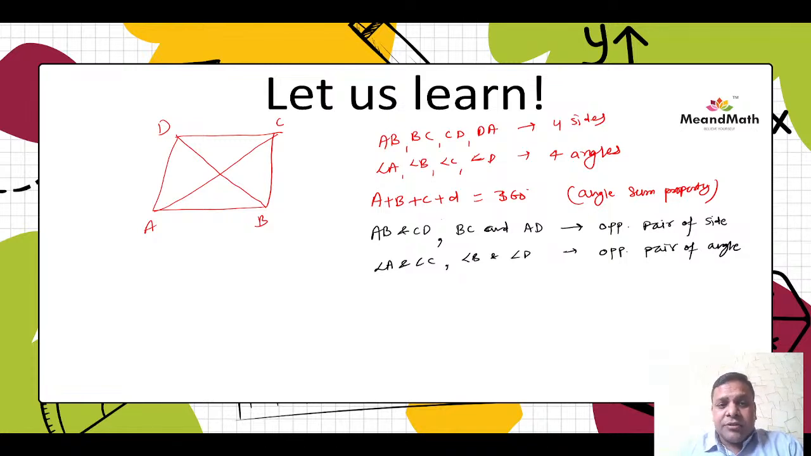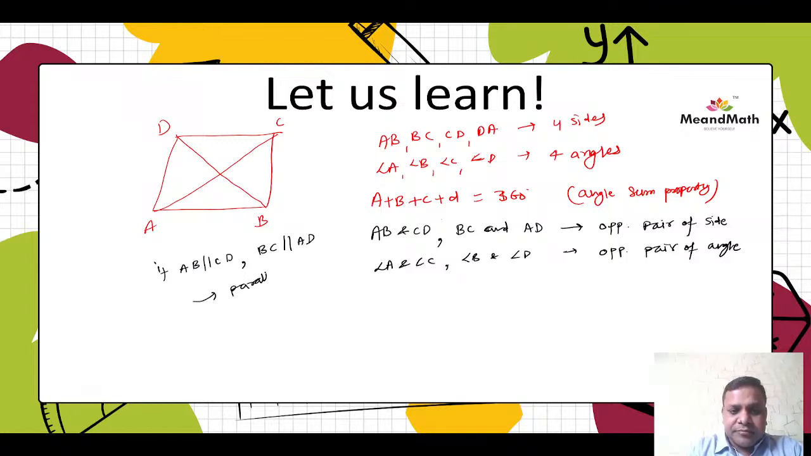If AB is parallel to CD and BC is parallel to AD, then it's a parallelogram. It's a very important property. If opposite sides are parallel in any quadrilateral, then it's a parallelogram. Right?